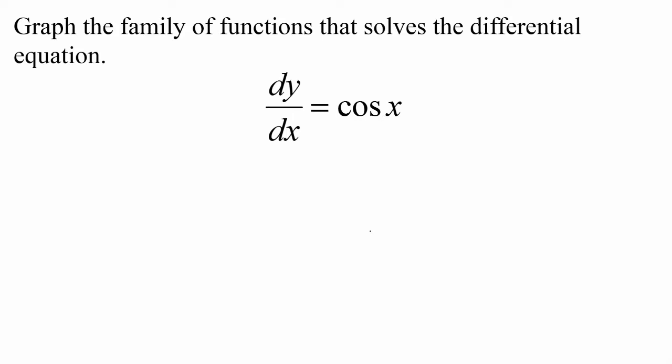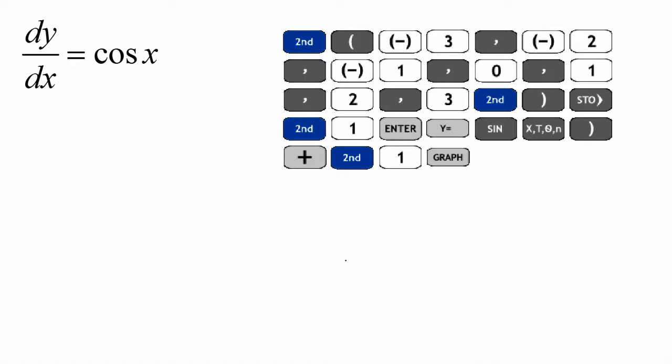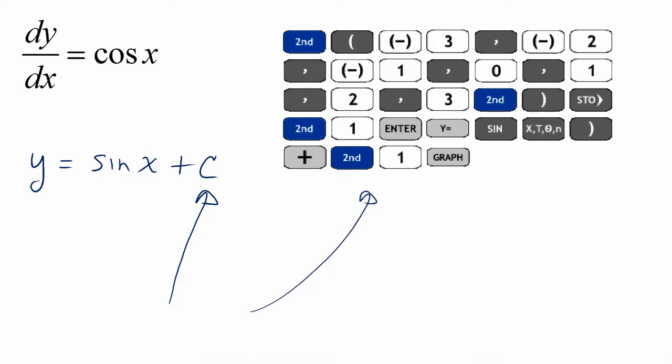Graph the family of functions that solves the differential equation dy/dx is equal to cosine x. So we have dy/dx equals cosine x. The antiderivative would be y is equal to sine x plus some constant c. Since there's an infinite number of possibilities for that constant c, we cannot graph all of them. However, we can graph some of them. So let's use the following keystrokes illustrated on the right-hand side to graph a few of these infinite number of possibilities. Enter those keystrokes into your calculator and press graph, which yields the following.